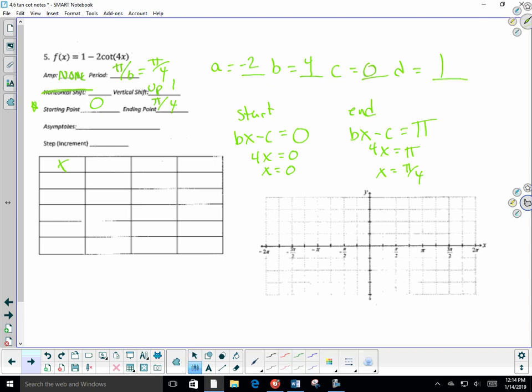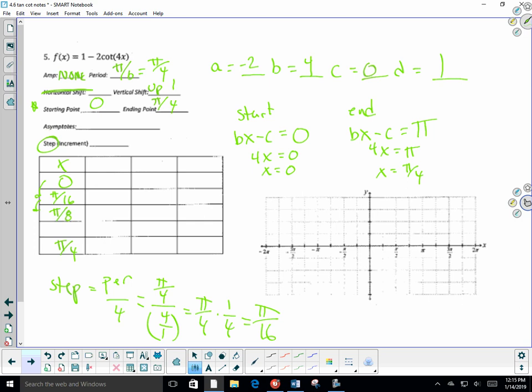Okay, so I'm going to start with 0 here, pi over 4 here. I do need my step. Step is still going to be the same, the period divided by 4. And the period was pi over 4. So if I divide by 4, that means I'm really doing pi over 4 times 1 over 4, which gives me pi over 16. So I'm going to advance by pi over 16 each time. So that's going to give me pi over 16, 2 pi over 16, which would reduce to pi over 8, 3 pi over 16, 4 pi over 16, which reduces to pi over 4.